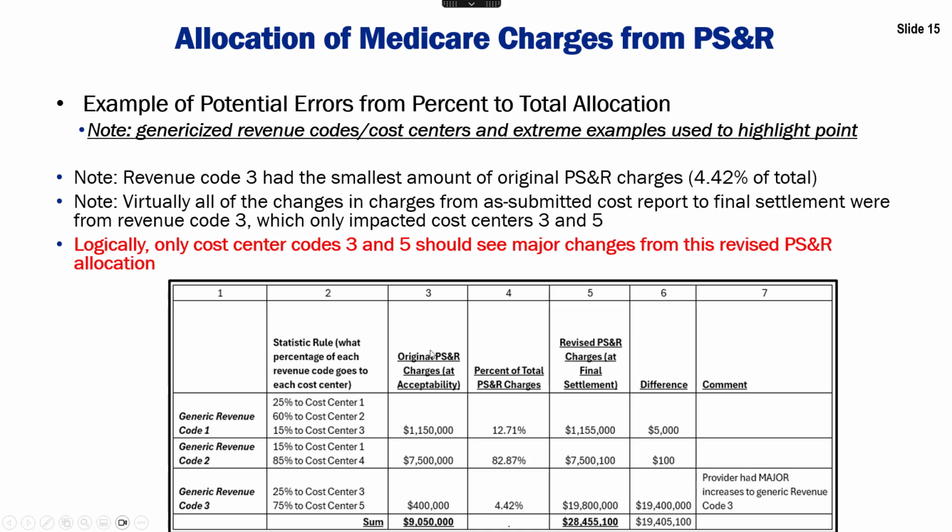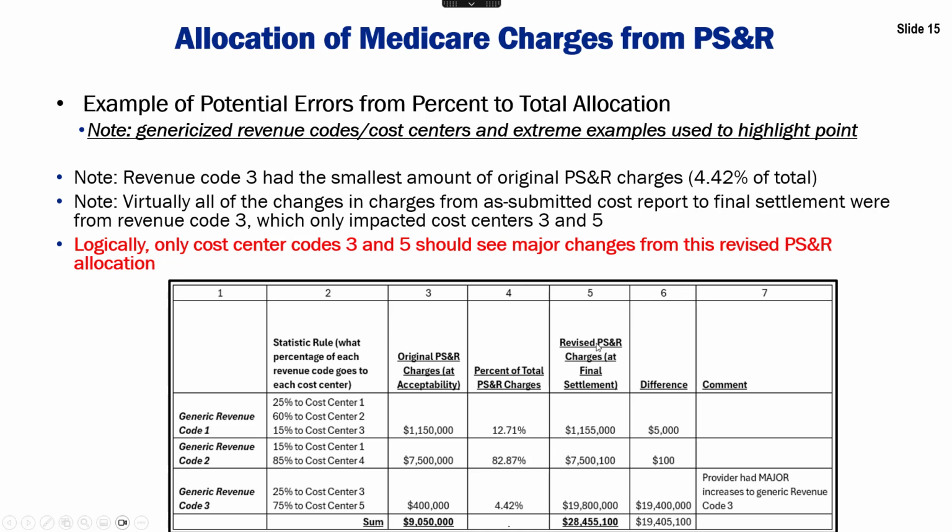Now, if you take a look at the original PSNR charges that the provider would have used at the time of acceptability, the revenue code 3 charge number is very small. It's only 4.42% of this total $9 million in charges. Most of it's in revenue code 2. 83% is in revenue code 2, impacting cost centers 1 and 4. But this really small amount only impacts cost centers 3 and 5. So the percent to total is only 4.42% for this revenue code.